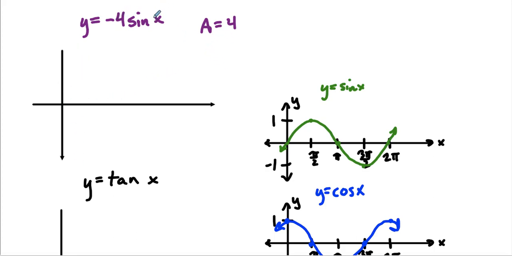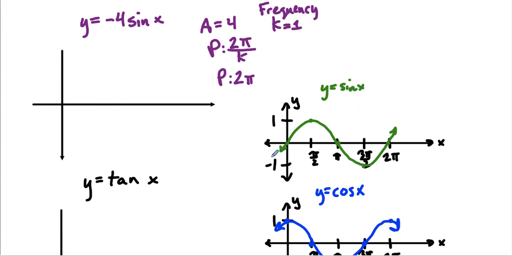Now, the period of the function, just think about this like if there was a 1 in front of the x. The period of a function is 2 pi over k, and k is the frequency, and the frequency is 1, because we have a 1 in front of the x. We could pretend there's a 1 here. So the period of the function is 2 pi. And looking over at my basic graph of sine of x, I can clearly see that the function does one full cycle from 0 to 2 pi.